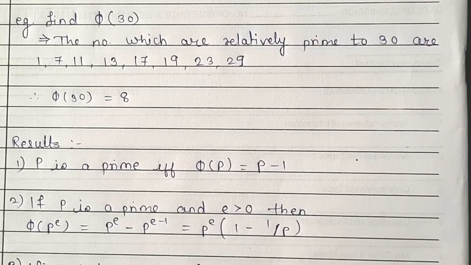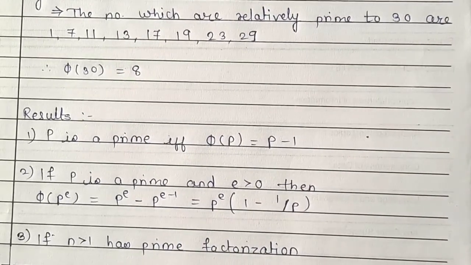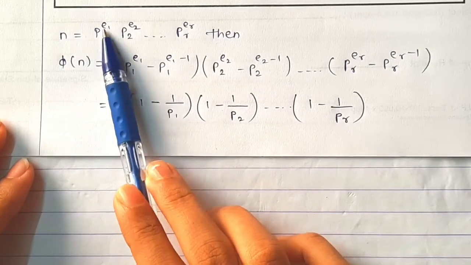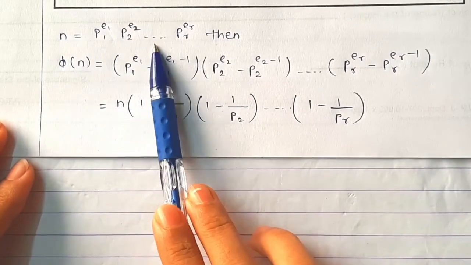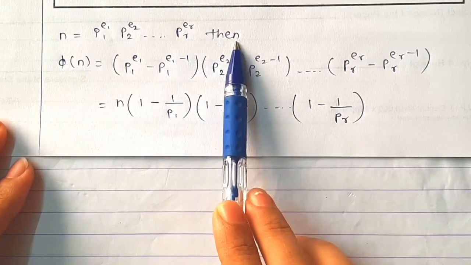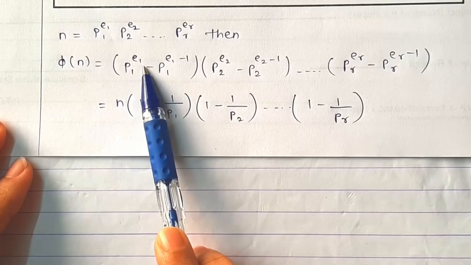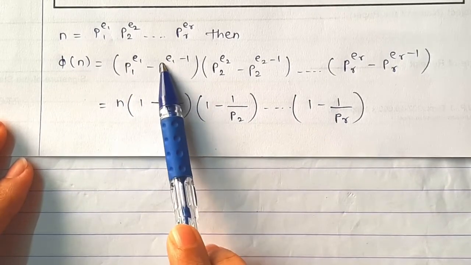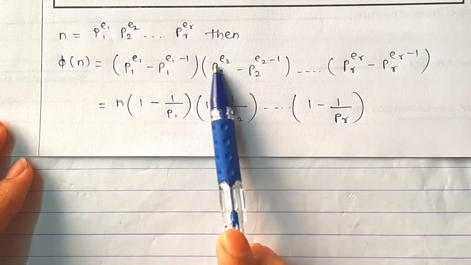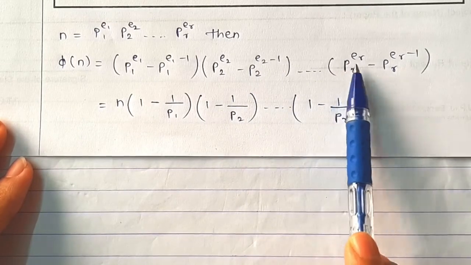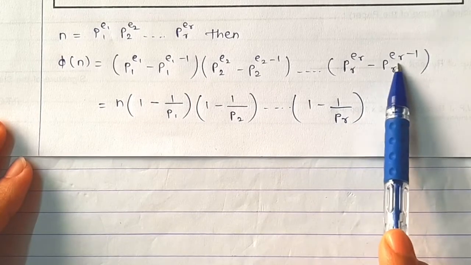Now the third property is: if n greater than 1 has prime factorization, that is n is equal to P1 raised to E1, P2 raised to E2 and so on Pr raised to Er, then we write phi n is equal to P1 raised to E1 minus P1 raised to E1 minus 1, into P2 raised to E2 minus P2 raised to E2 minus 1, and so on, Pr raised to Er minus Pr raised to Er minus 1.